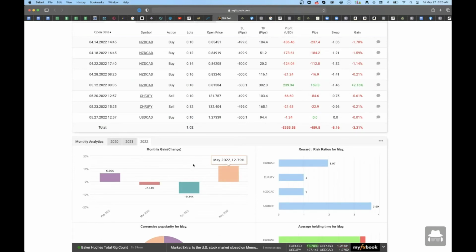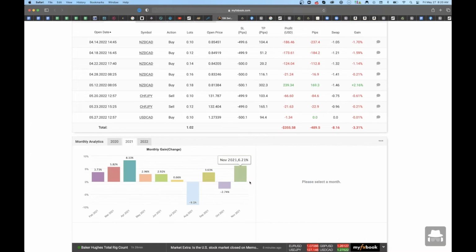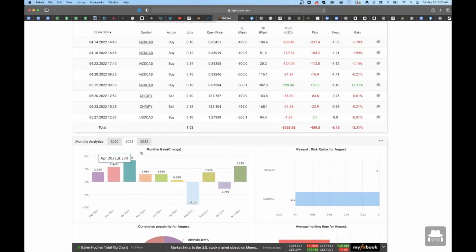We did 12% here in May so far. We lost 9% last month. We lost 2% before that. In 2021, we had 6. We had some negative months going in the end.